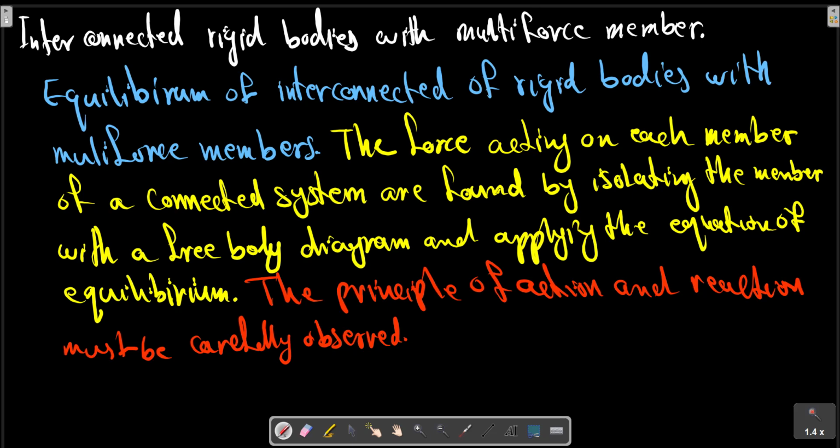A frame or machine consists of a rigid body unit by itself when removed from its supports, like the A-frame in this picture.